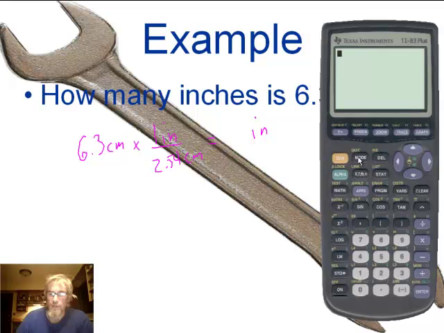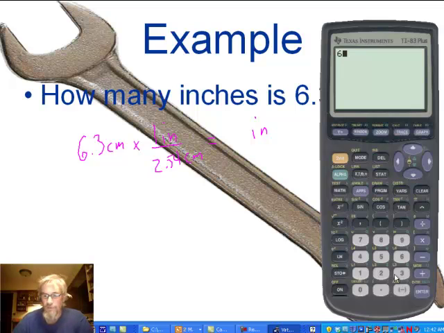Let's do it. Here's a graphing calculator. Many of you are familiar with this exact same kind of calculator. Let's use it to do the calculation. I'm going to enter 6.3, and then I'm going to multiply by 1. Obviously, everybody knows what that is going to be. And now I'm going to divide by 2.54. When I hit enter, I get my answer.